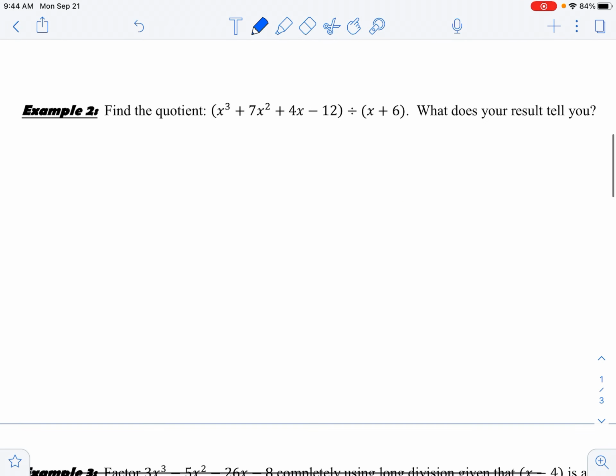Okay, next, you can go ahead and pause the video and try this one on your own. It's long division. Find the quotient, okay? All right, let's see how you did. If you got stuck, you could always just watch my whole part. If not, you can fast forward just to see if you got the same answer. It also asks you a follow-up question. What does your result tell you?